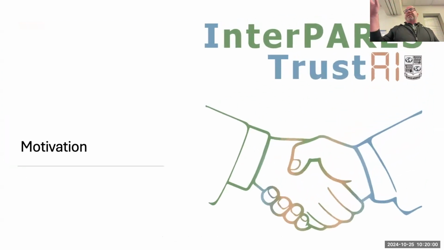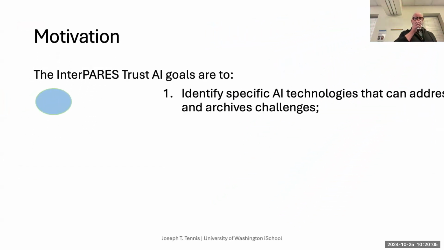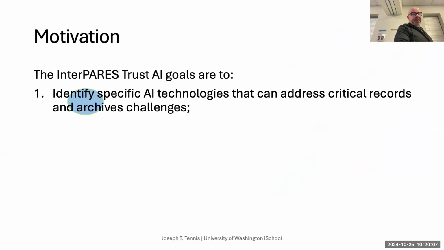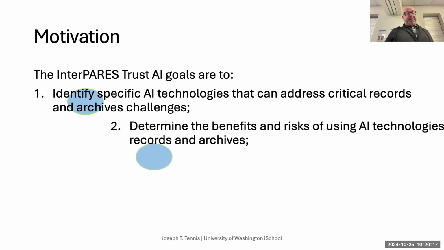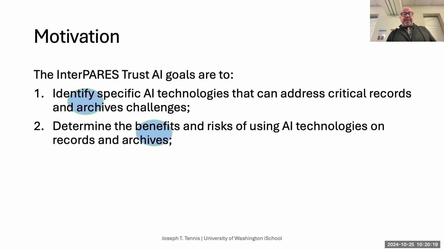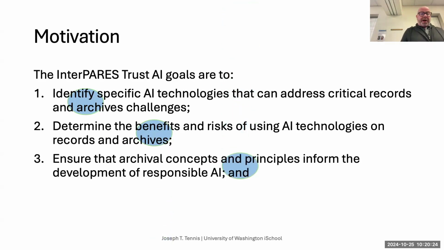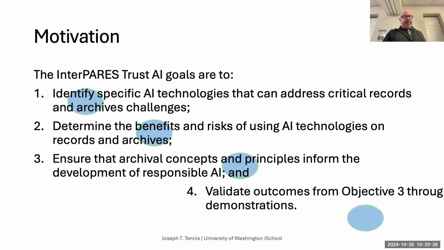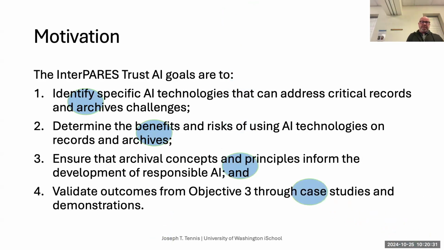So, okay, that's the chain of preservation. These are the definitions that we're operating under. What's our motivation for this particular work? The InterPARES Trust AI goals are to identify specific AI technologies that can address critical records and archival challenges, to determine the benefits and risks of using AI technologies on records and archives, to ensure the archival concepts and principles inform the development of responsible artificial intelligence, and to validate outcomes from Objective 3 through case studies and demonstrations.